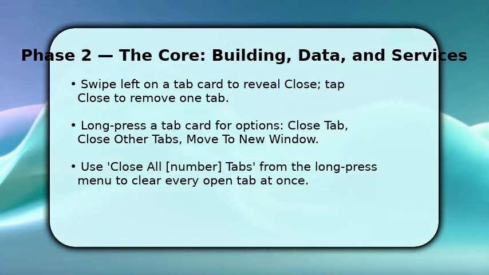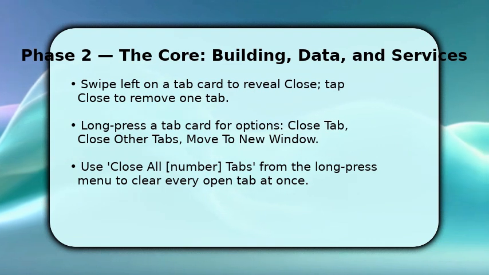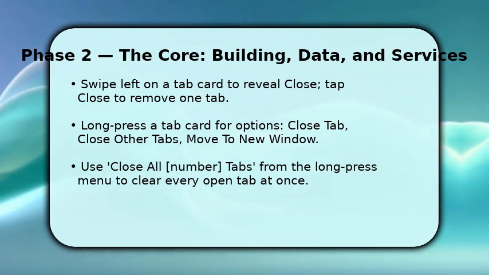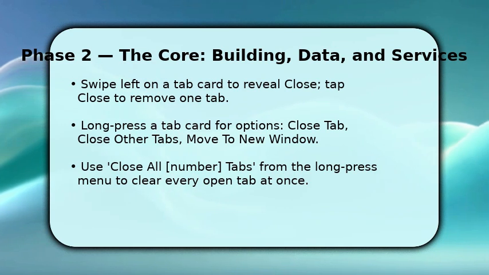To remove one page, swipe left on its card and tap Close. It's fast and precise. If you prefer using touch and hold, long press a tab card, select Close Tab or Close Other Tabs to keep the one you want.